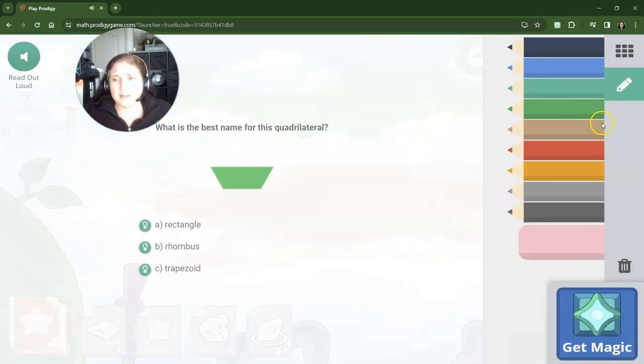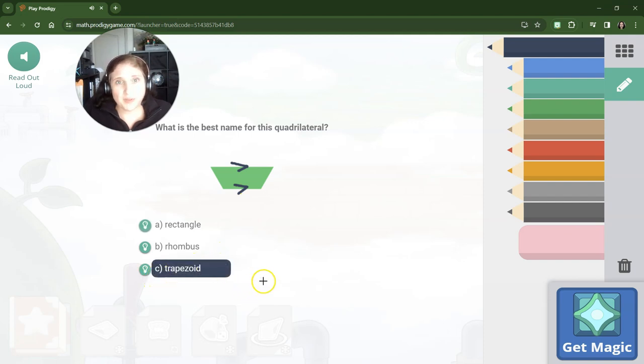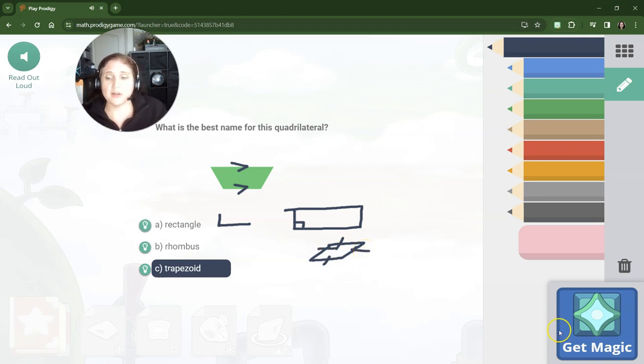All right, what's the best name for this quadrilateral? All right, well, we have one set of parallel lines. So because we have one set of parallel lines, the trapezoid is the best one. Remember, keep a trapezoid. Rectangles have 2 sets of parallel sides and right angles, and rhombuses have 2 sets of parallel sides, but all the sides are the same. So the trapezoid is the correct answer.